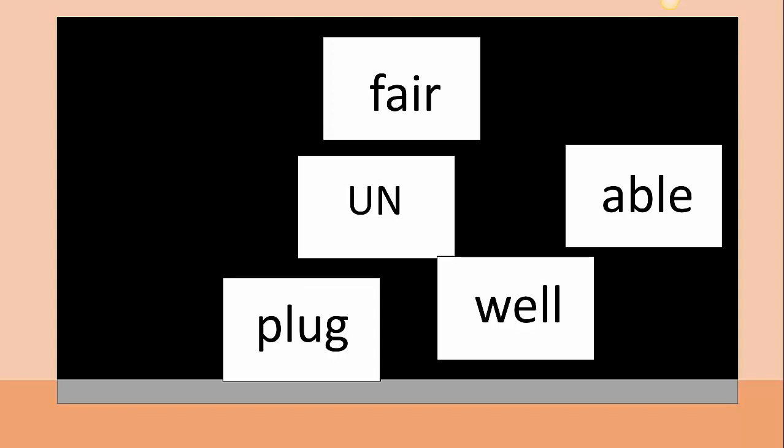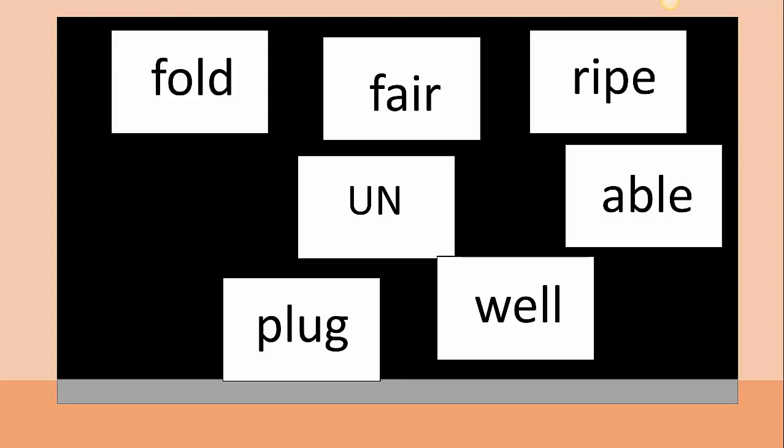Un is a good prefix to start with. First, give the students a reference sheet for just this prefix for their notebooks. Make 5x7 magnetic cards for the board. 1 un and many root words. For example, fair, able, plug, well, fold, ripe, lock.